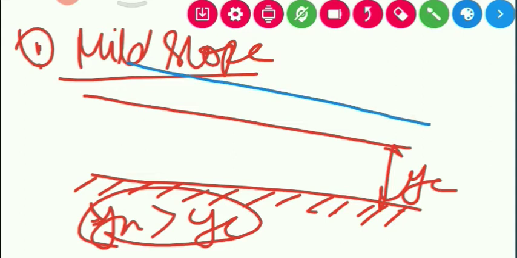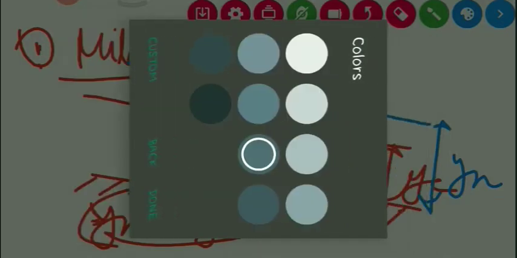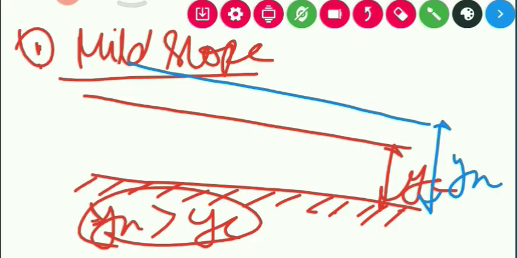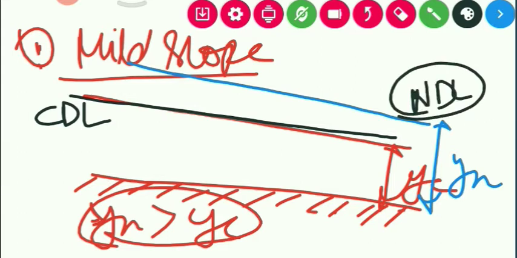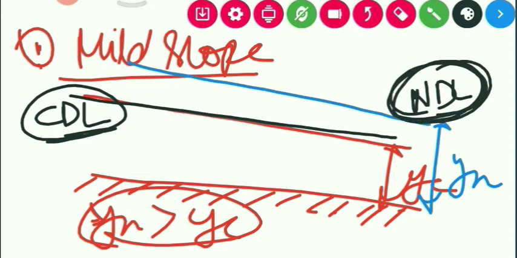Okay, this line is the critical depth line, so it is called critical depth line, and this water surface will be the normal depth of the flow, so it is called normal depth line. Okay, CDL for critical depth line and NDL for normal depth line.